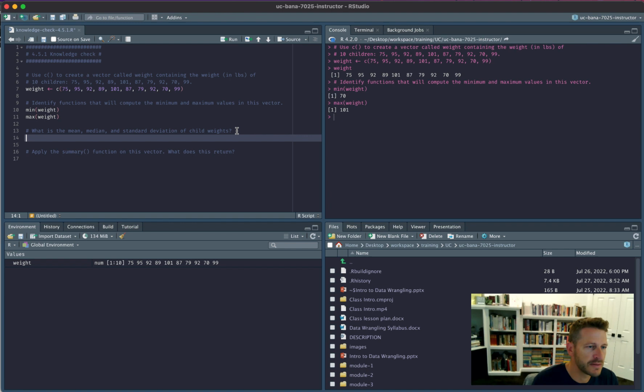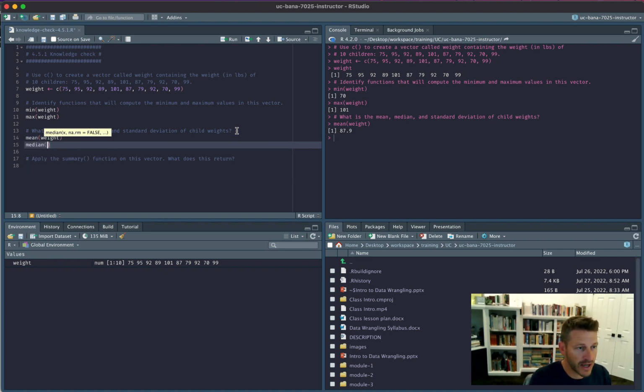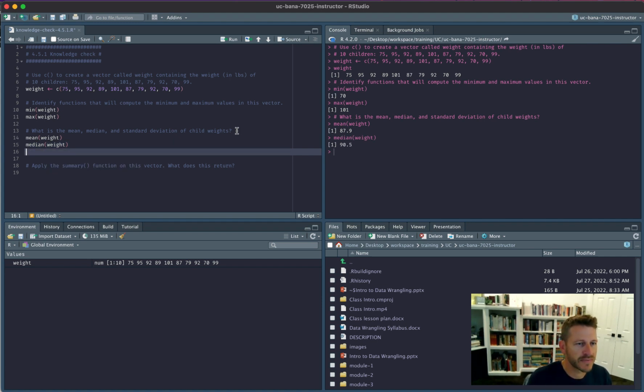Now next asks, what is the mean, median, and standard deviation of child weights? Well, we've got the built-in function mean, so we can run that on weight. We see that our average weight is 87.9. We can go ahead and look at the median. So the median weight is 90.5. And then we can get the standard deviation. SD is the function for that. And if we look at that, we can see that our standard deviation is just a little bit over 10 pounds.